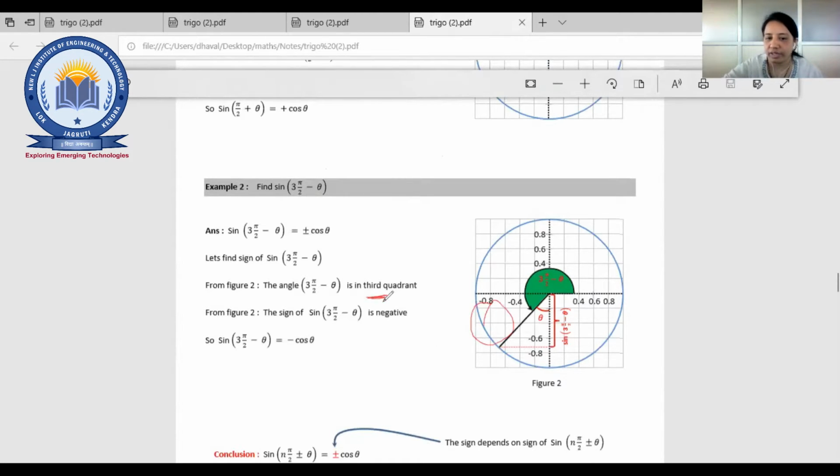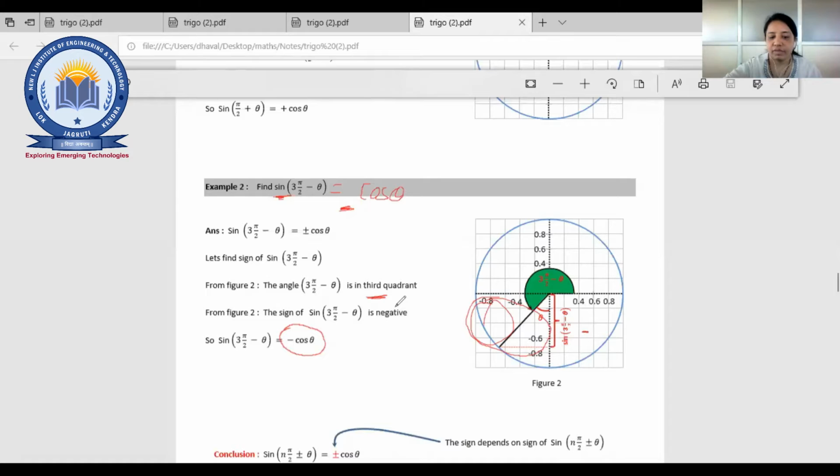It is in the third quadrant. So our answer is what? Obviously the answer will be cos theta. But the sign will depend upon which function? So what is the sign of this function in the third quadrant? We know this is on the minus y-axis, right? So it is obviously minus. In our answer, the sign will be minus.